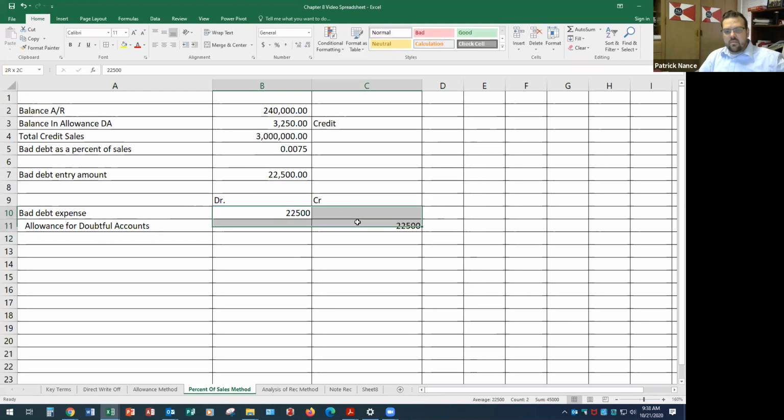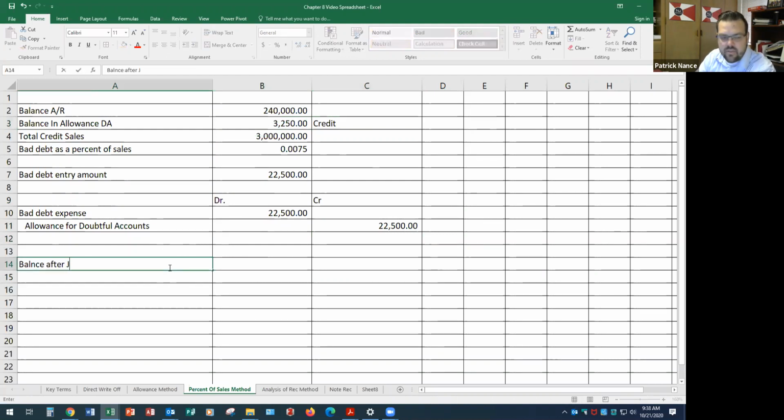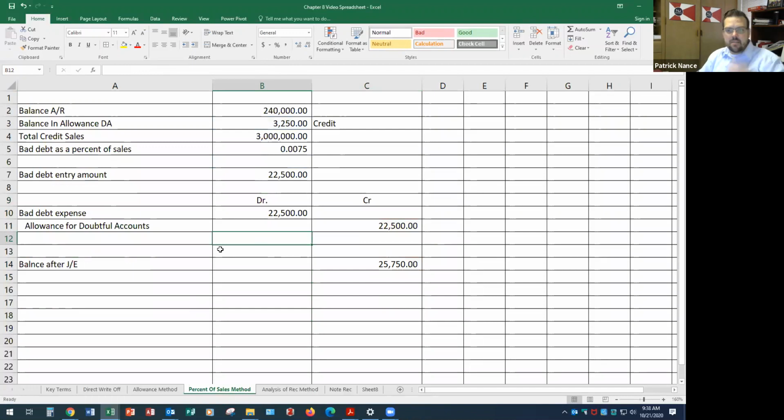So if my balance in there was already 3,250 credit, then to find the balance after this journal entry, I had a credit balance in it, so I can take the credit plus the credit since they go in the same direction, and say that the balance after this transaction is 25,750. As long as I am doing the income statement method or the percentage of sales method, that's all there is to it. So I estimate it based on a percentage of sales. That is going to be my entry amount.